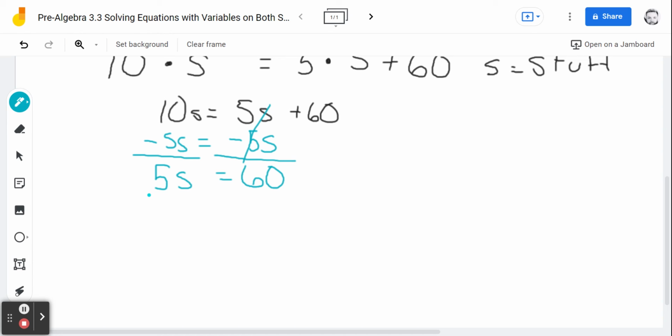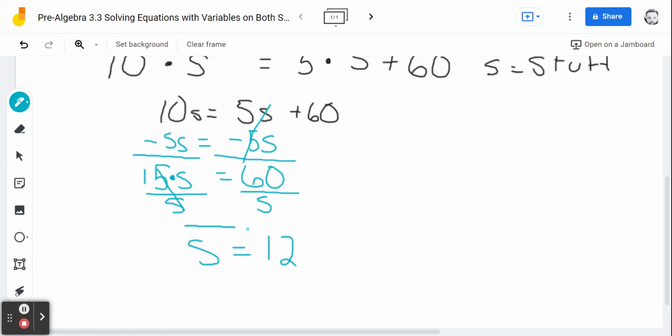Okay? From here, you guys know what to do. What is the 5 doing to the S? Multiplying. So to move the 5, what do I do? Divide by 5, right? And remember, whatever I do on one side, I got to do on the other. 5 divided by 5 is 1. 1 times S is S. What's 60 divided by 5? If you don't know, grab that yellow calculator in front of you. 60 divided by 5. 12.